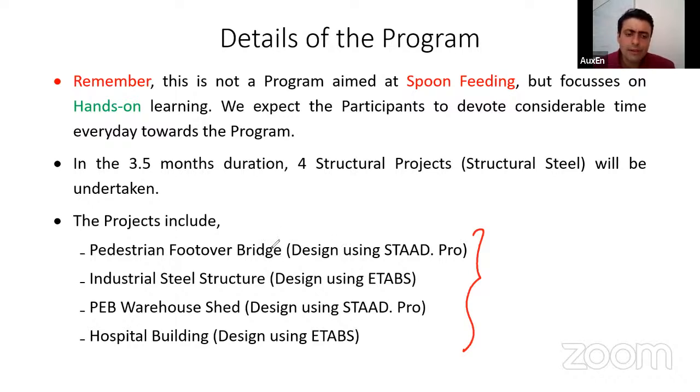One is an infrastructural project, the footover bridge. The second is an industrial structure. The third, you can say, is a warehouse and logistic structure. And the fourth is an institutional building. So there is a great diversity in the projects that we will be having. Now I will take you through the details of these projects one by one. Let us have a look at all these projects.